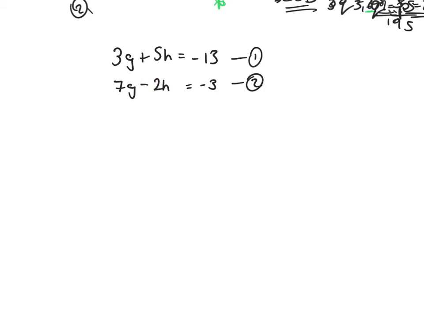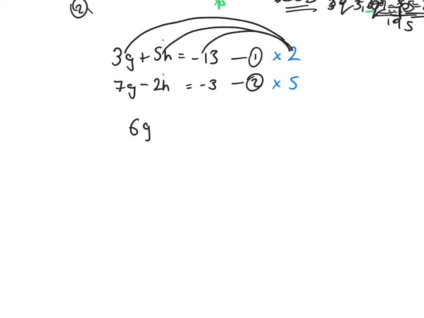So at random I'm going to scale up the h's, and 5 and 2 I'm going to scale them up to 10. So the first equation I'm going to multiply by 2, and the second equation I'm going to multiply by 5. Okay, so everything in equation 1 will be multiplied by 2. 3g times 2, 6g. 5h times 2, 10h. Minus 13 times 2, minus 26.